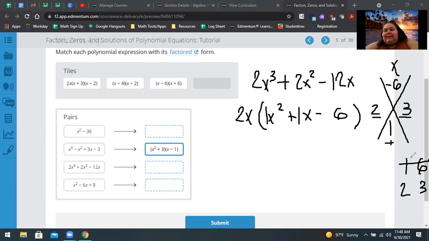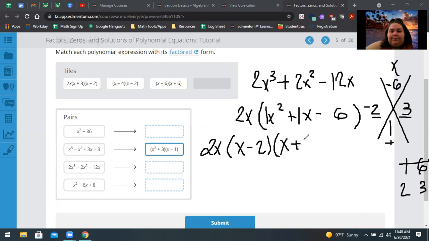Now, one of them has to carry the negative, so I'm just going to try it out with my 2 first. Negative 2 times 3 is negative 6. Negative 2 plus 3 is positive 1. So we were able to break the parentheses in here. 2x is still holding out on the outside. We have parentheses x minus 2 and then x plus 3.